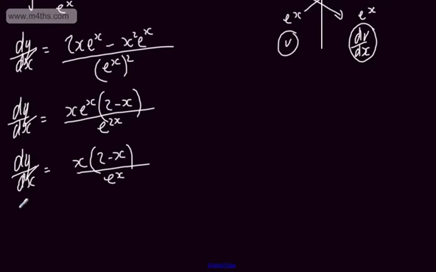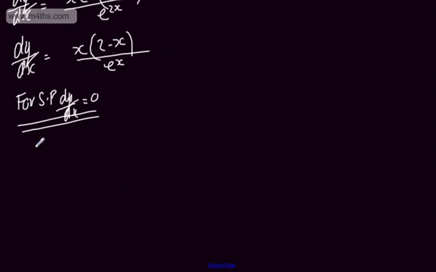So now for stationary point, let's put for SP dy by dx will be equal to 0. So all we need to do is consider that this numerator is going to be equal to 0. So let's go ahead and do that.